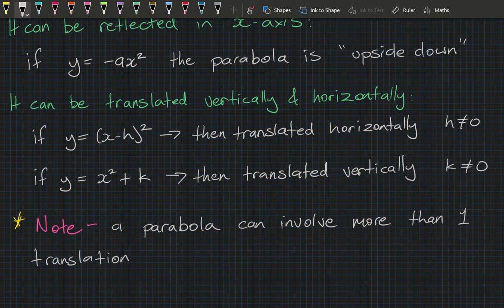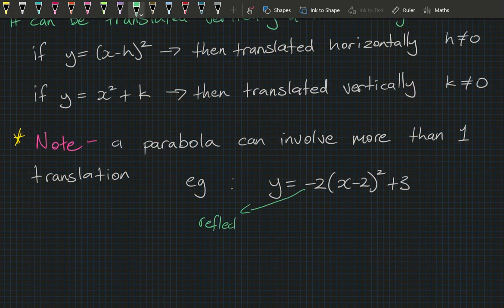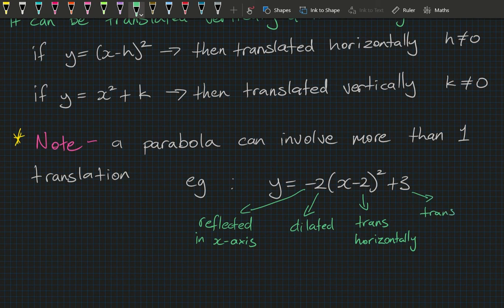So for example, if y was equal to -2 times (x - 2) all squared plus 3, it has quite a few transformations going on. Firstly, because it's got that minus sign there, we know that it's reflected in the x-axis. And the number 2 means it's going to be dilated positively. There is a value that's not 0 for h, so it's translated horizontally. And the plus 3 there means it's also translated vertically. So it's got the lot.